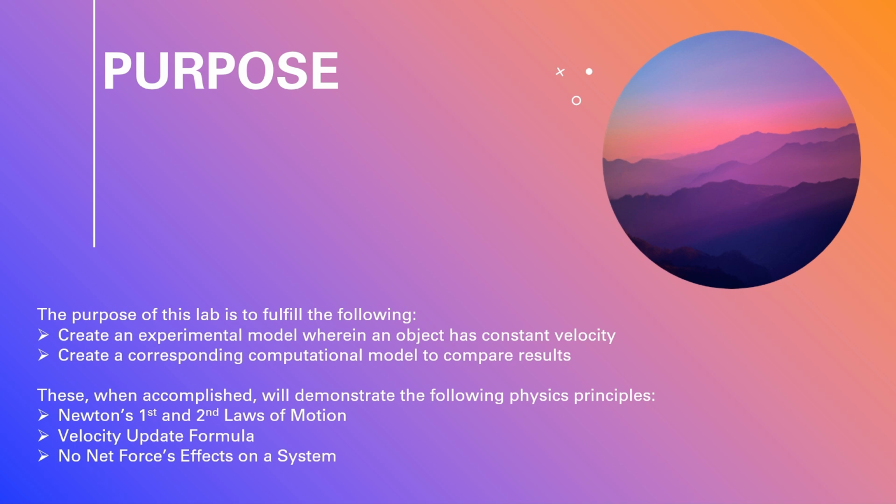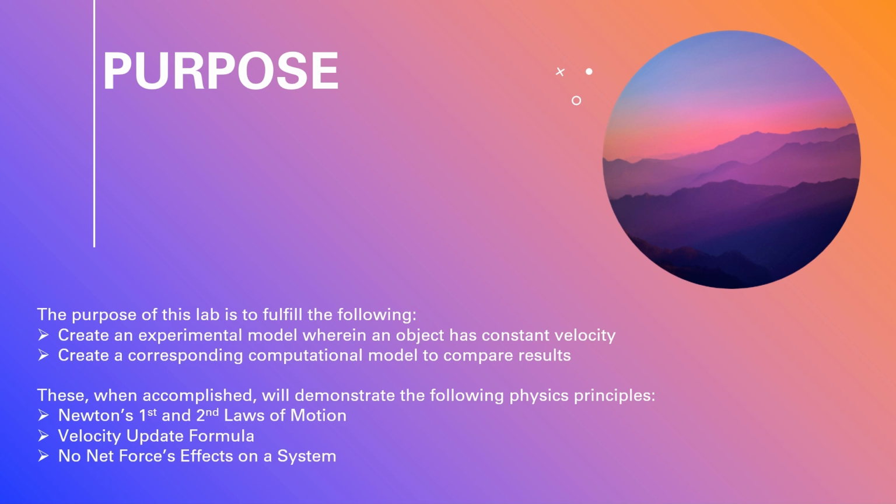What is the purpose of this lab experiment? We are going to be creating an experimental model wherein an object has constant velocity, and then we're going to create a corresponding computational model to compare results. The computational model will have true no net forces, and thus will be a very accurate depiction of that simulation, whereas the experimental model is in Earth-like conditions and may not reflect that.